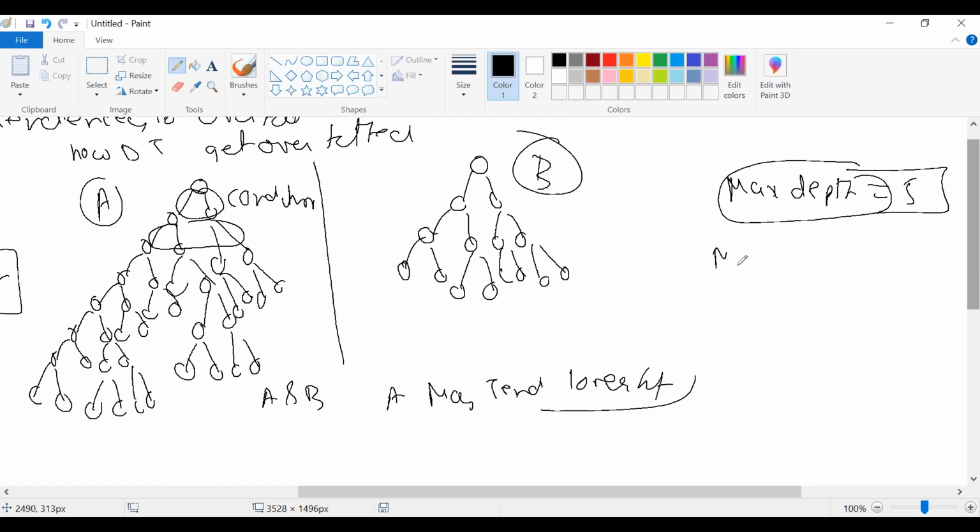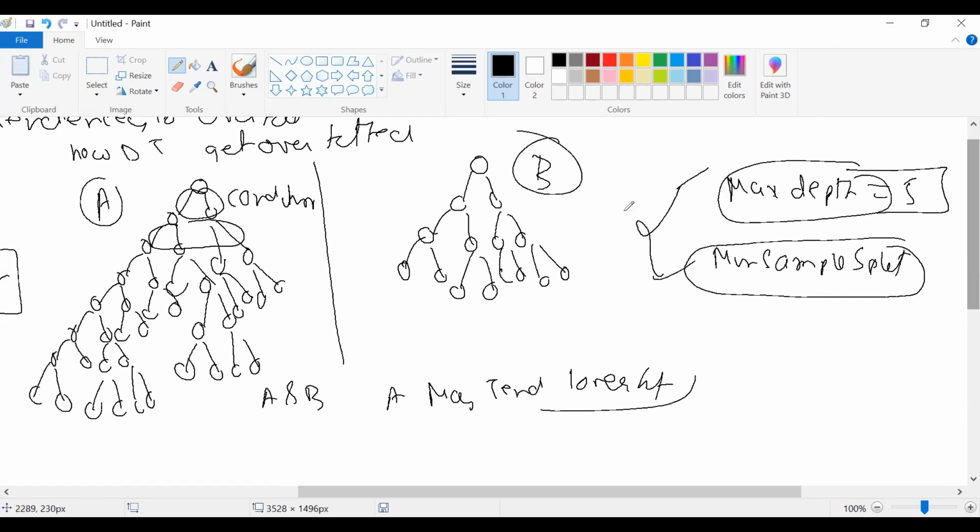Any other way? Minimum sample split. Minimum sample split also can control the depth of the tree. Remember, we saw this in the morning. Maximum depth can also control your depth of the tree. So if you think your tree is getting overfitted, how can you avoid your overfitting? By controlling these two parameters. And these two parameters also work in your random forest.